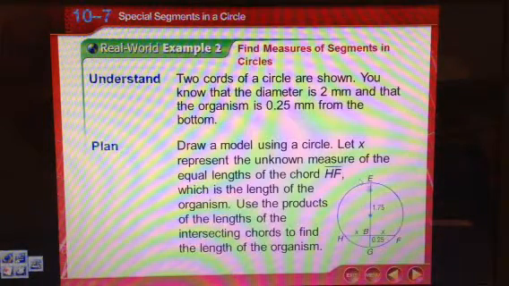So since the diameter is 2, we can subtract that 25 hundredths from that and get 1.75 for this line segment we'll call EB. So we've drawn a model using a circle. We're going to let x represent the unknown measure of the equal lengths of the chord HF, which is the length of the organism. Now the reason we know this is equal is because EB and HF are perpendicular. And so if you have a diameter or a radius that's perpendicular to a chord, it splits that chord in half.